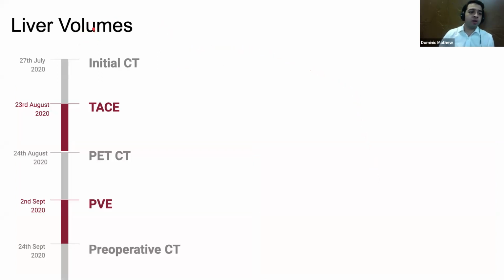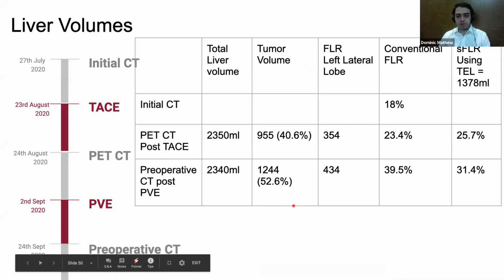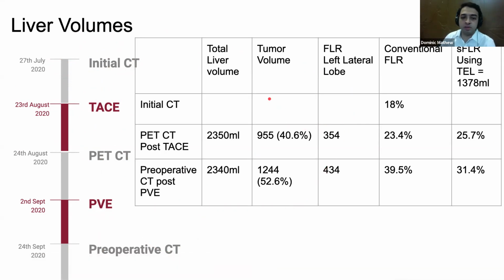So before describing the liver volumes, I'll just recapitulate the treatment that the patient had. The imaging: initially there was a CT in July. The patient underwent a TACE in August, had a PET CT after that. 3 weeks after this, there was a portal vein embolization. And 3 weeks after that, we did a follow-up CT. Now, this is a slide where I'll explain the tumor volumes.